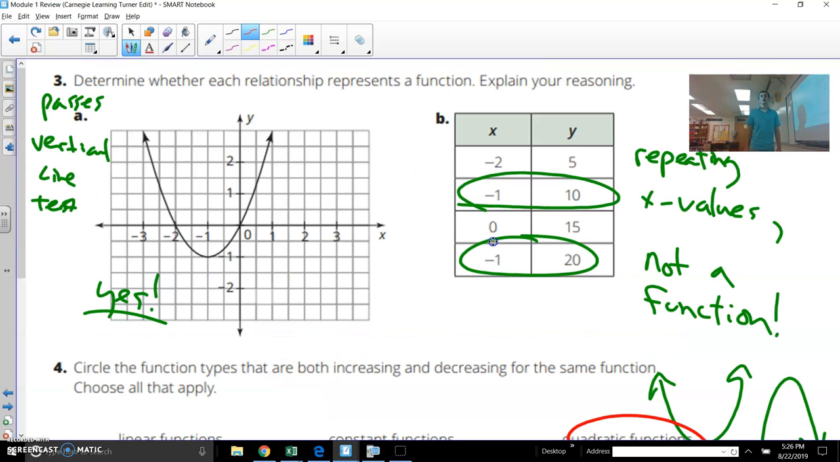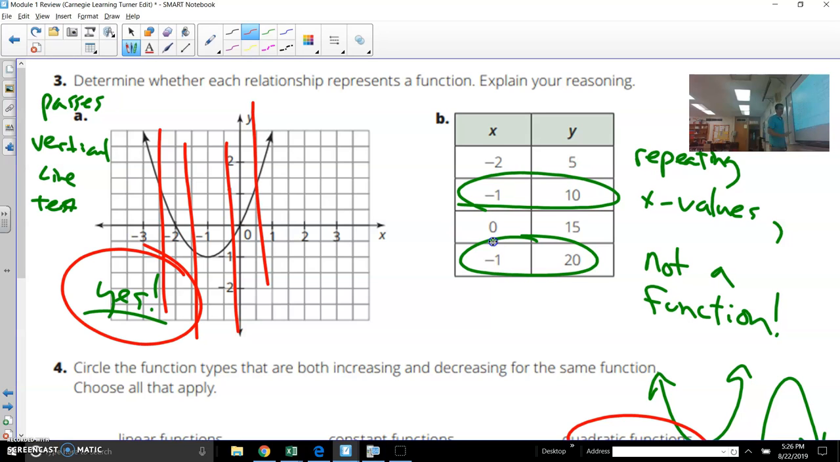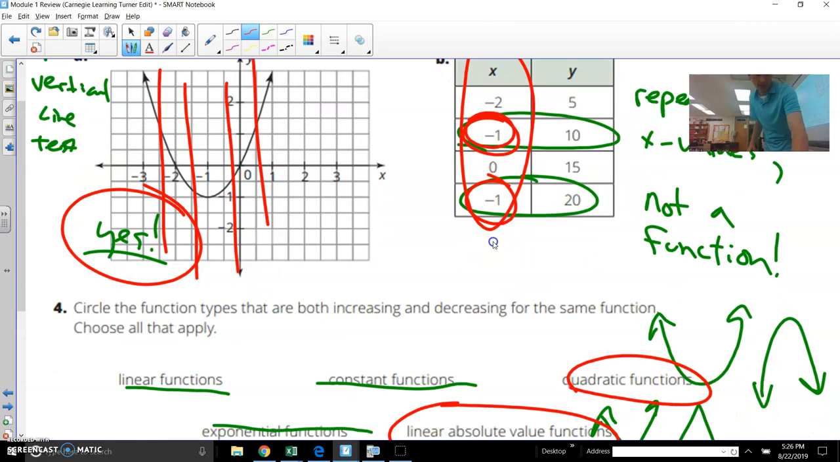All right, so the first part says determine whether each relationship represents a function. This graph passes the vertical line test, and that's why I said yes, this is a function. There are no repeating x values. However, for the table, I see these x values of -1 repeating. -1 gives you 10. It's also giving you 20. I do not want repeating x values if it's a function, so we're going to say no, not a function.